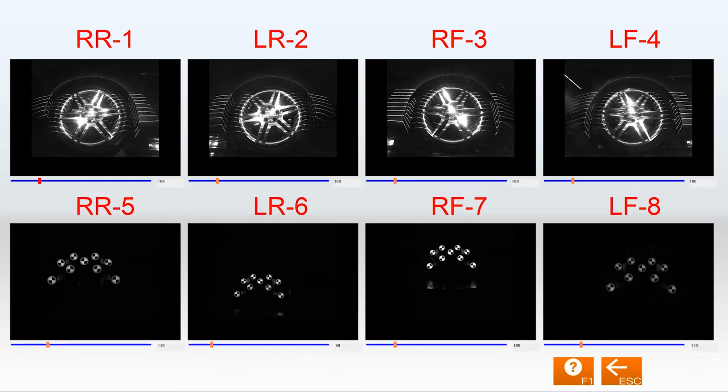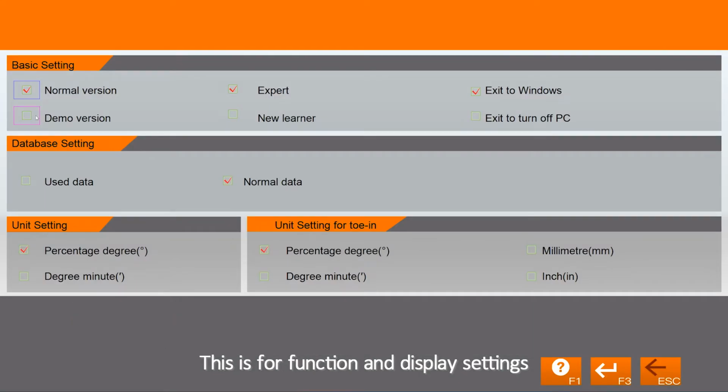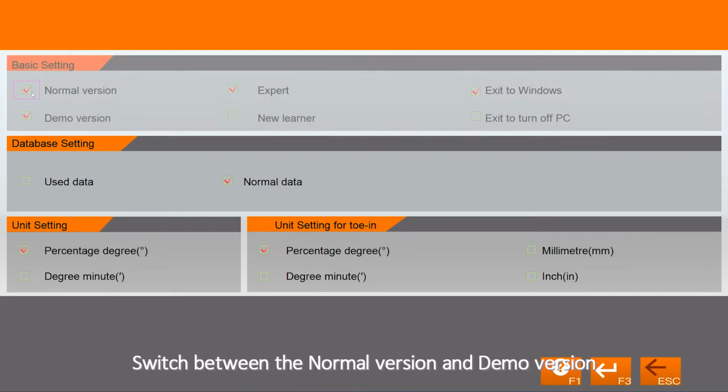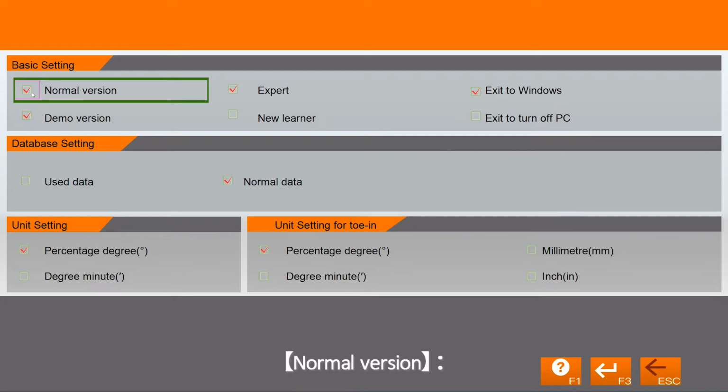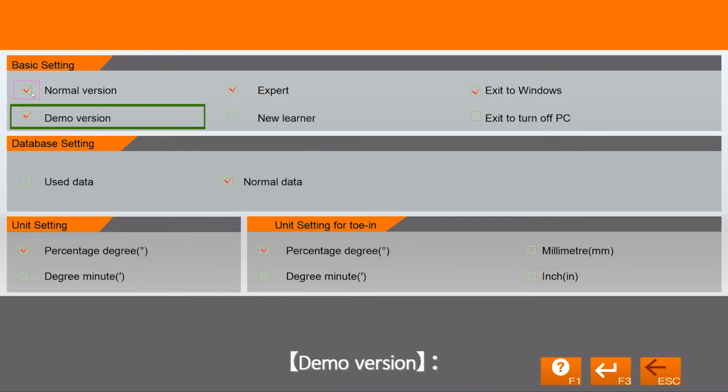System setting. This is for function and display settings. Basic setting. Switch between the normal version and demo version, expert version and new learner version. Normal version, for formal operation. Demo version, only used for demonstration purpose, no actual inspection ability. It can demonstrate without X931 equipment.